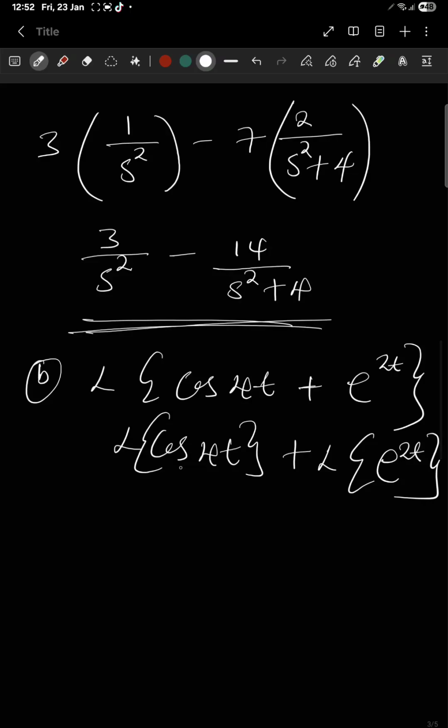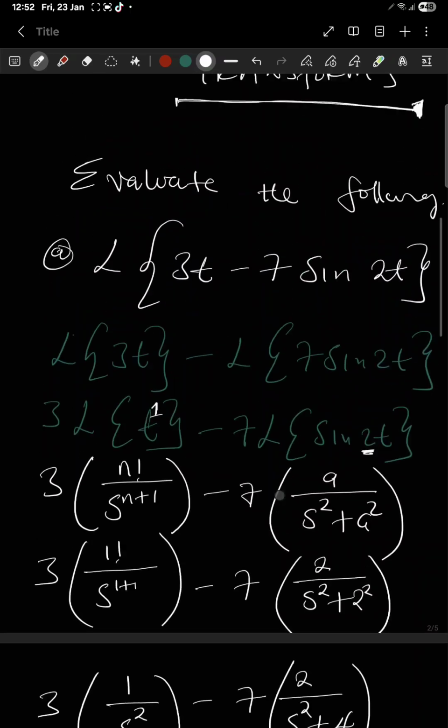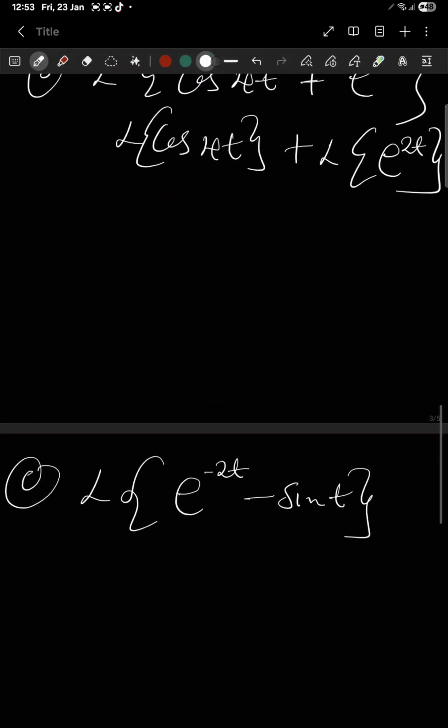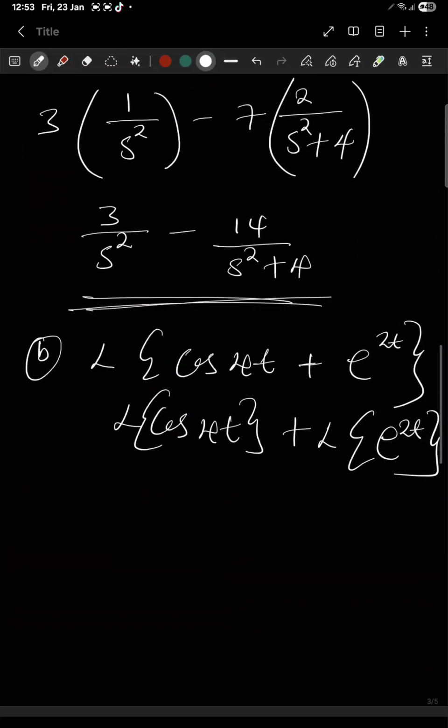So you check what is Laplace of cos at. Laplace of cos at is given to be here, that is s over s squared plus a squared. So you put s, so we are going to put s, this one you put s over s squared plus a squared. That's the Laplace of cos at.